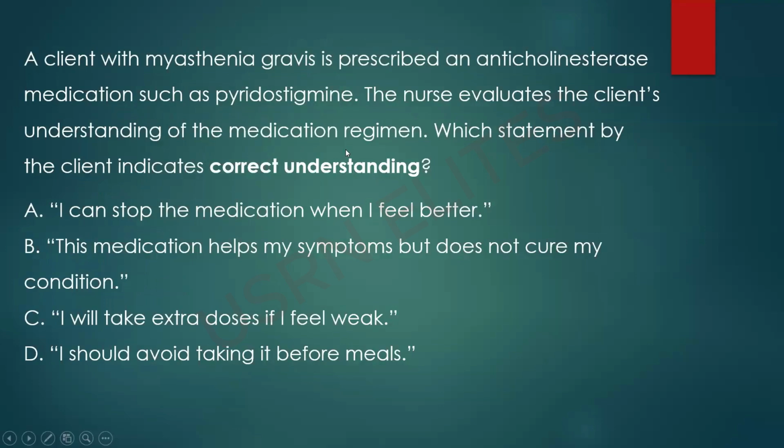A client with myasthenia gravis is prescribed an anticholinergic medication such as pyridostigmine. The nurse evaluates the client's understanding of the medication regimen. Which statement by the client indicates correct understanding? A. I can stop the medication when I feel better. B. This medication helps my symptoms but does not cure my condition. C. I will take extra doses if I feel weak. D. I should avoid taking it before meals.